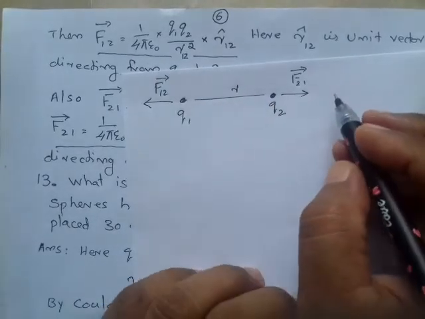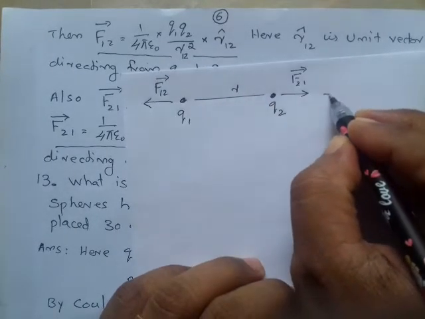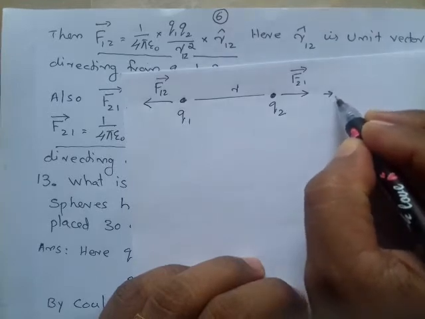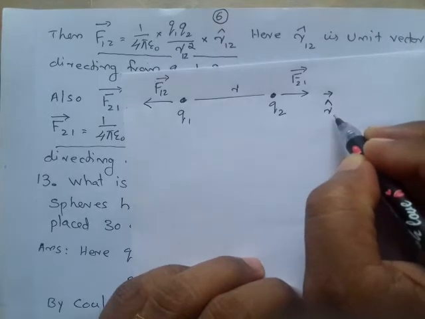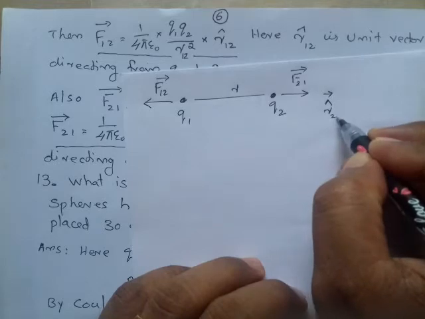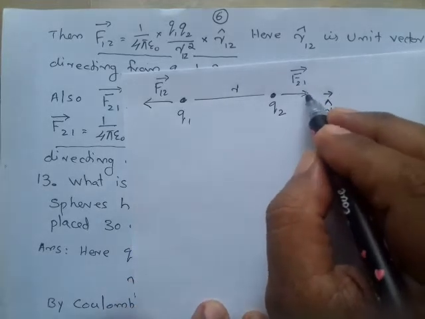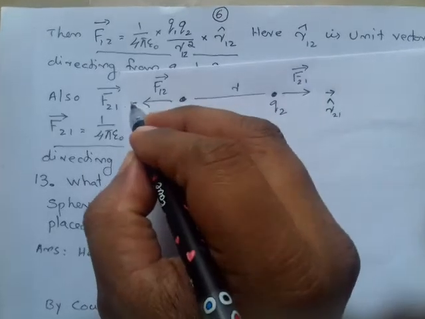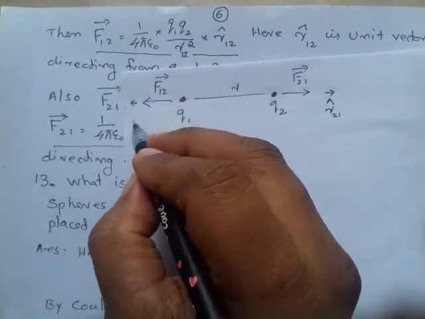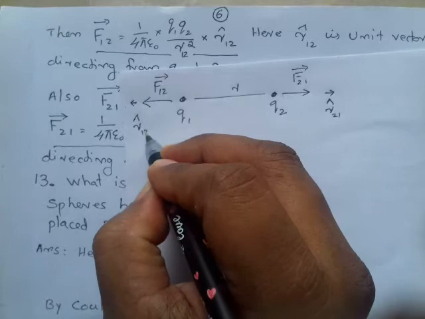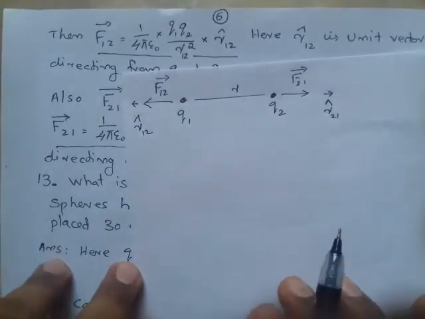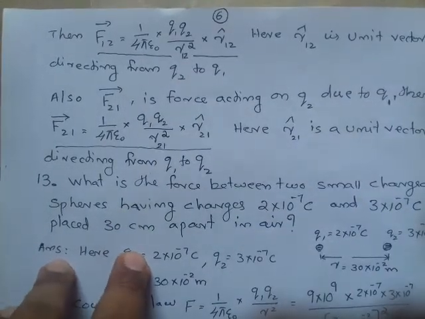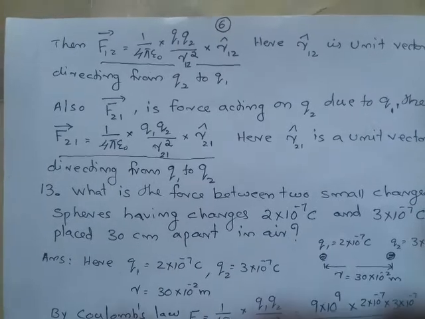and let there be a unit vector in this direction, that is called r cap 21, which is in this direction, and in this direction also suppose there is a unit vector, that is r cap 12. So now let us see the equation for these two forces.